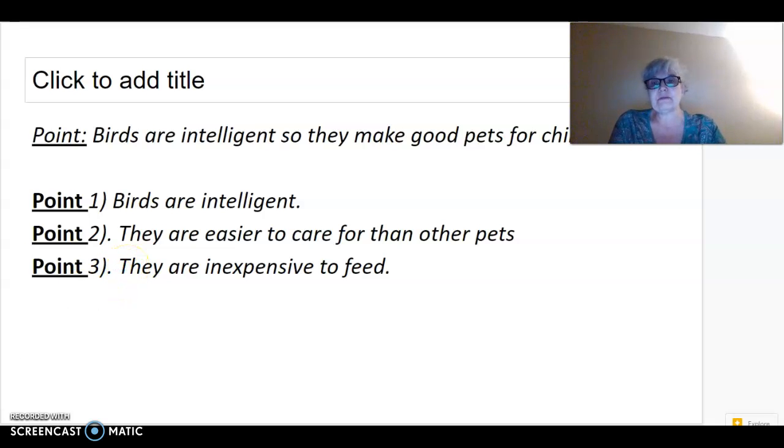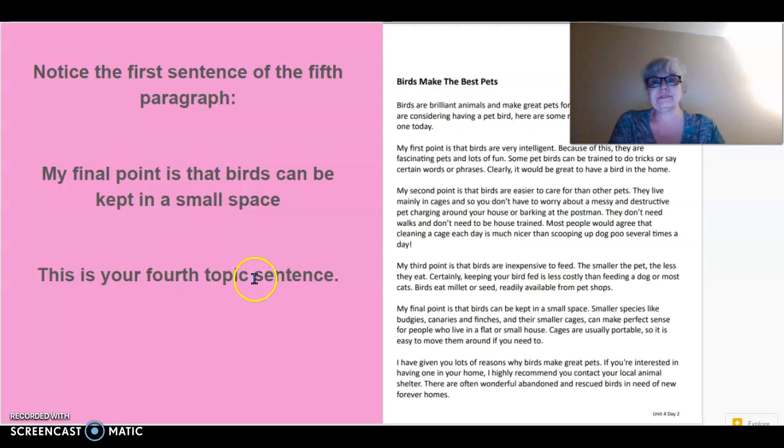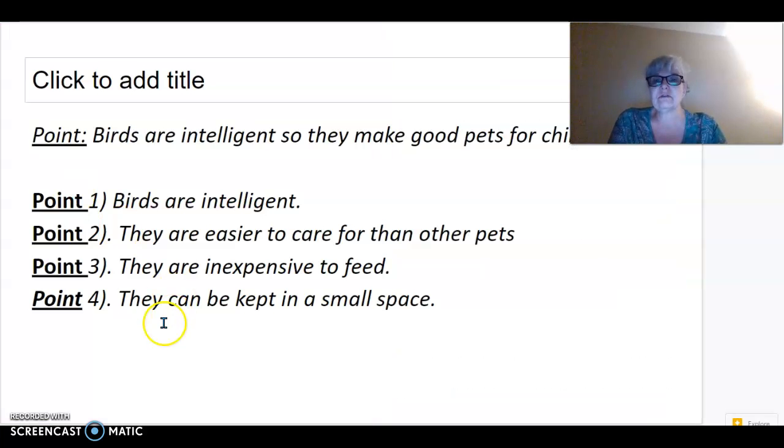All right, I'm going to look at my fourth point, which is in my 5th paragraph here, and it says, My final point is that birds can be kept in a small place. This is your fourth topic sentence, and you put it in 4. They can be kept in a small place. All right, so now you've got 4 points from 4 different paragraphs.